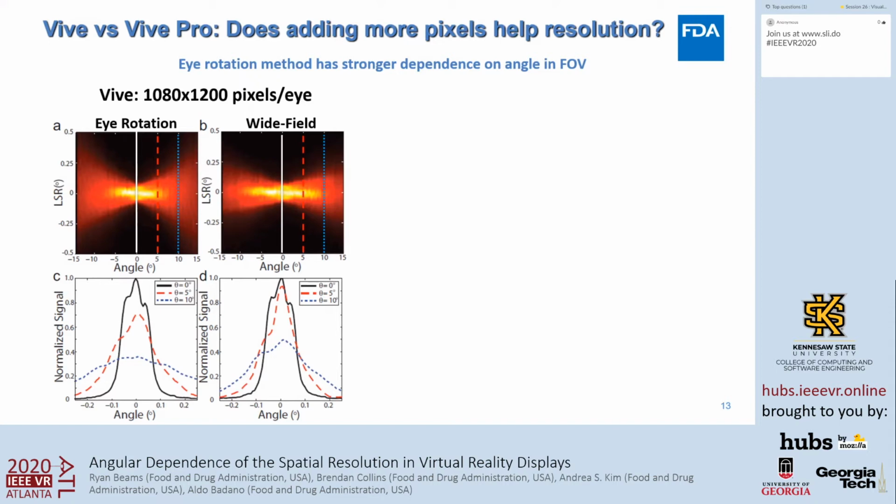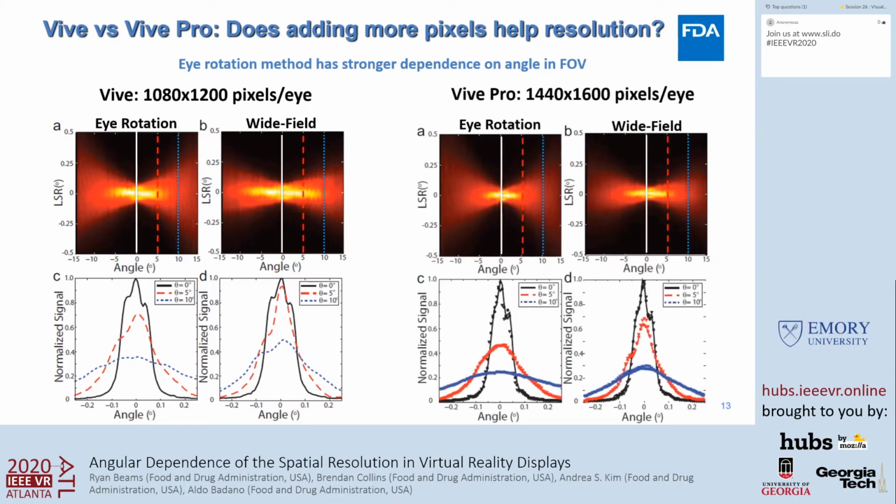So one thing we decided to do with this was to compare how the Vive and Vive Pro looked for these same measurements. The reason for doing that is the design is quite similar, but one has more pixels than the other. So it allows you to ask the question, how much does it really help to add more pixels to the display? What we see is that we get similar effects with this fanning of the resolution. In the center, the resolution is in fact better, but it doesn't necessarily help you too much as you go off axis.